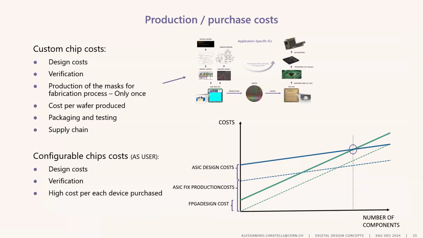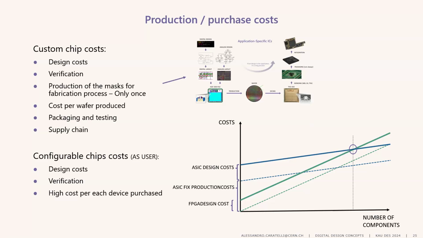Of course, we saw before in the slide of the production phases of producing an ASIC that there are several costs involved, like design cost and the verification cost. It's not negligible because verification takes a lot of effort as well. And there is the production of the mask for the fabrication process. This is the main cost for an ASIC. Then you have also a cost per wafer produced, the packaging and the testing costs, and all the supply chain.